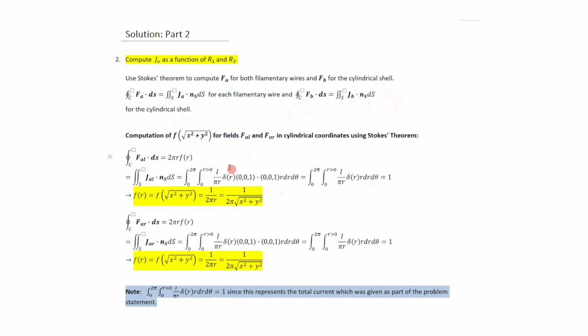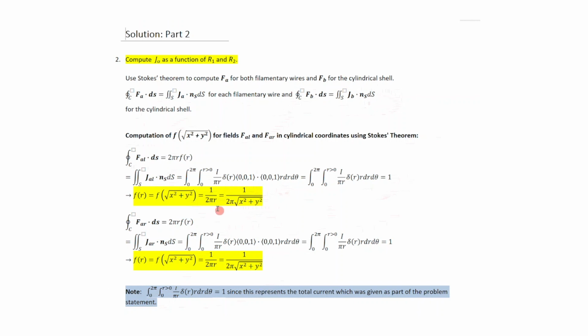If we integrate this, recall that when you're integrating over delta r down here, from 0 to 2 pi, with r just greater than 0, this is equal to 1. So when we do this calculation, it is going to be equal to 1. Again, the total current flux, which this represents, was stated to be equal to 1. So this is the right-hand side. Now you equate the left-hand side with the right-hand side, and you end up with this expression.